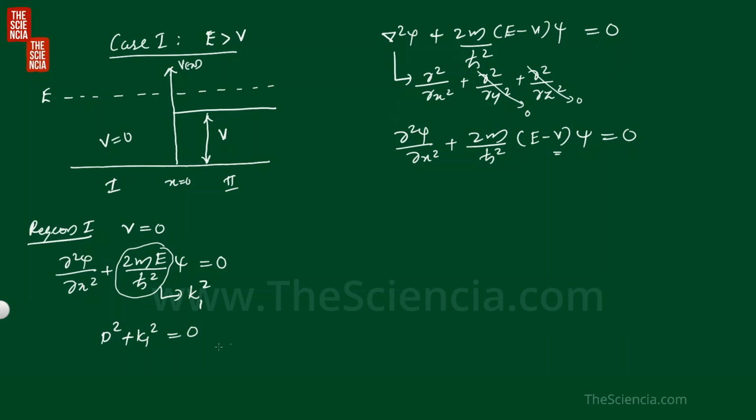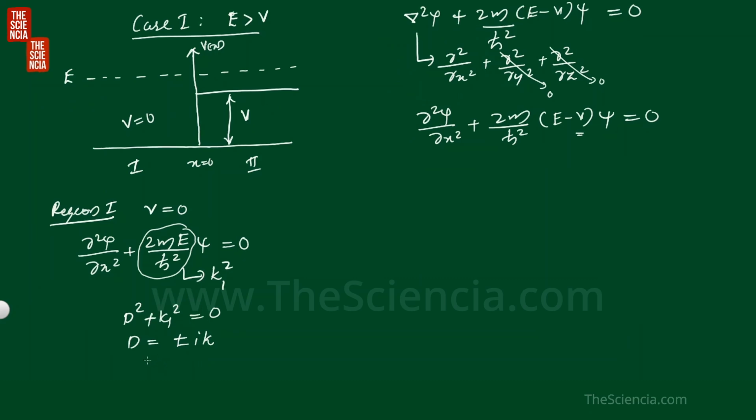This is a second order differential equation in the form D² + k1² = 0, so the solution will be D = ±ik. Therefore the wave function in region 1, which I am calling ψ1, will be equal to A e^(ikx) + B e^(-ikx).